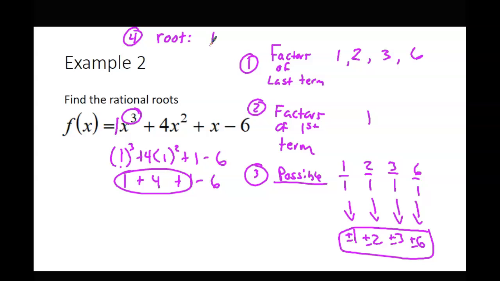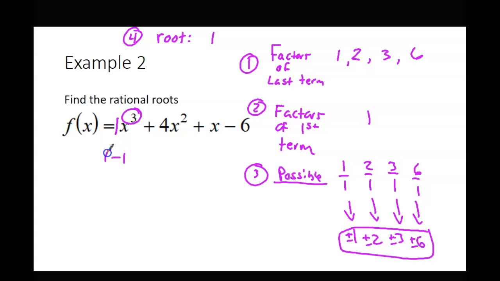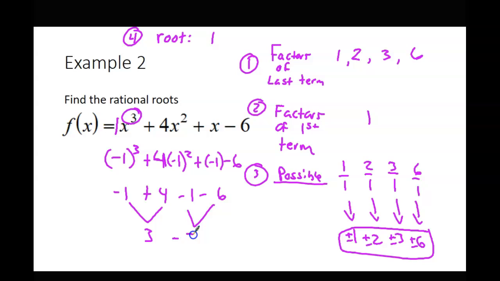Let's keep going. Let's check -1 now. Oops, that's supposed to be a 4. So this makes -1, this makes 4, and this makes -1 minus 6. Does that make 0? Let's see. 3, negative 7? No. So negative 1 is not a root. Okay, let's keep checking. And that's basically it.